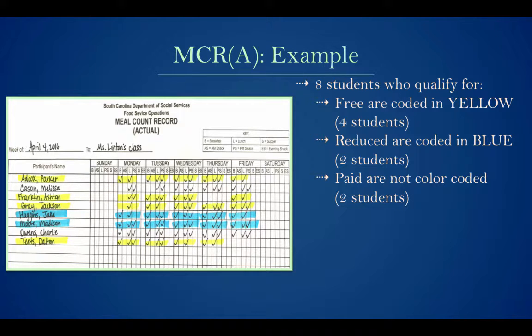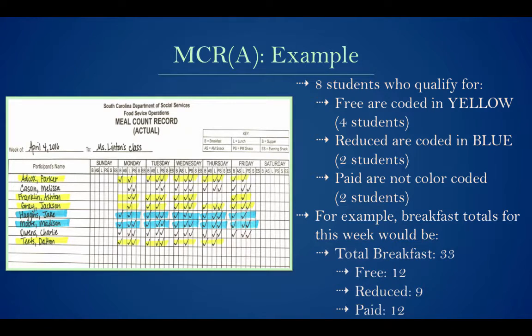In our example, we served breakfast, lunch, and PM snack. We had 3 students who arrived late and did not receive breakfast, so our breakfast box is not marked for those 3. In our example, we served 33 total breakfasts. 12 were free, 9 were reduced, and 12 were paid.